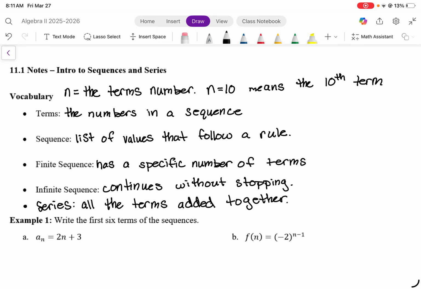We have finite and infinite sequences. Finite means it has a specific number of terms, and infinite means it's going to continue without stopping. Then we have series. A sequence is a list of numbers separated by commas. A series is very similar, but instead the terms are added together instead of being listed. If you need to pause to write down these definitions, you can do that before moving on to the examples.